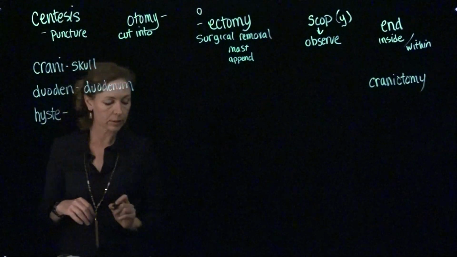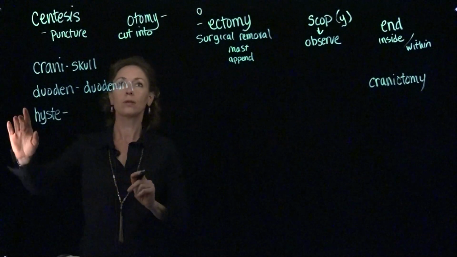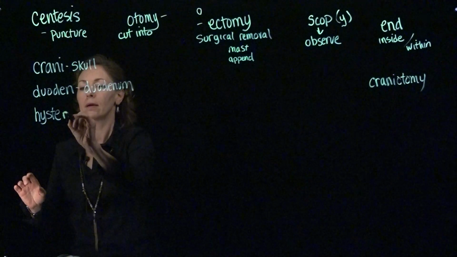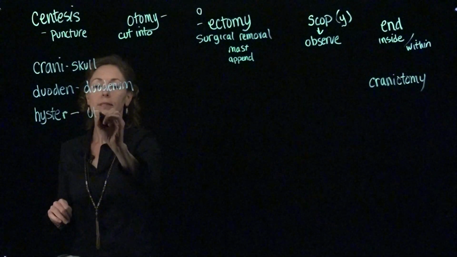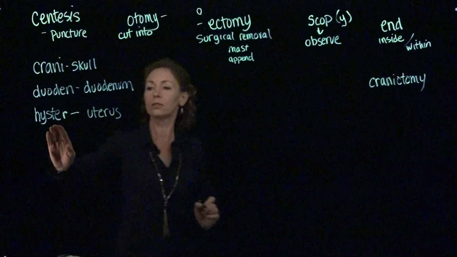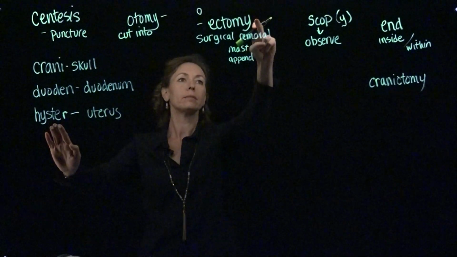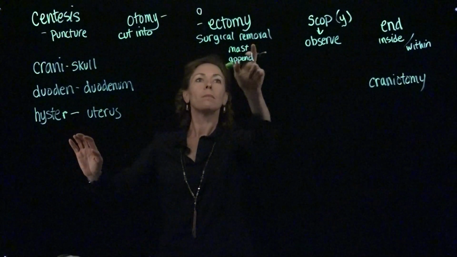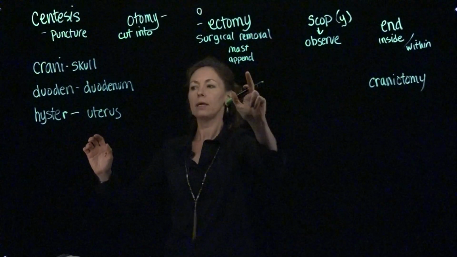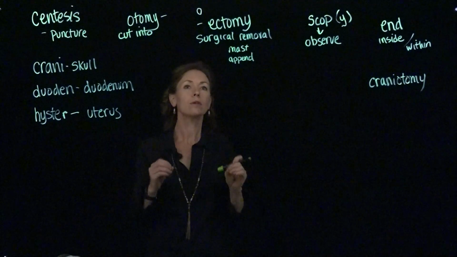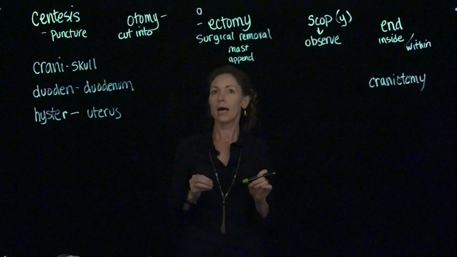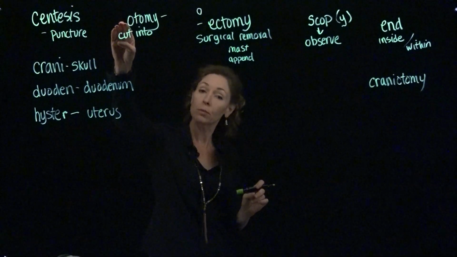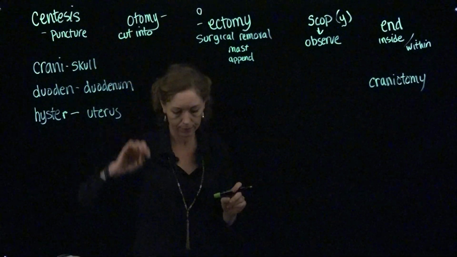Next term is hyster. This is one you're probably pretty familiar with. Hyster means uterus. So a hysterectomy is the surgical removal of the uterus. So now we have mastectomy, appendectomy, hysterectomy. All those means they've taken it out, as opposed to just the otomy, where they've cut inside of it maybe to remove something or to look in there.